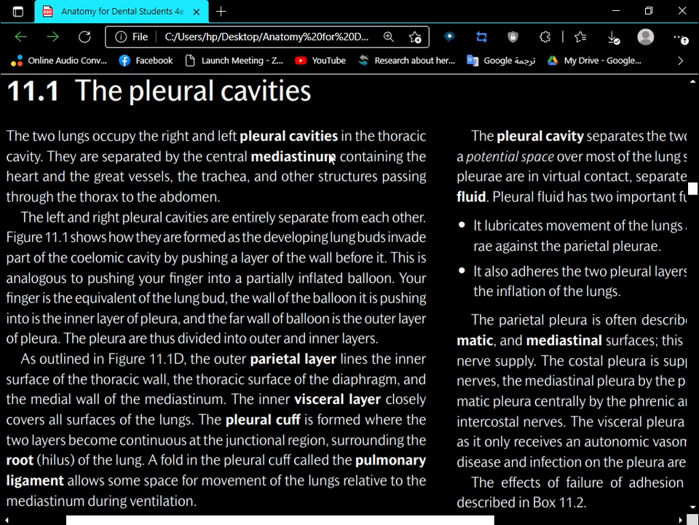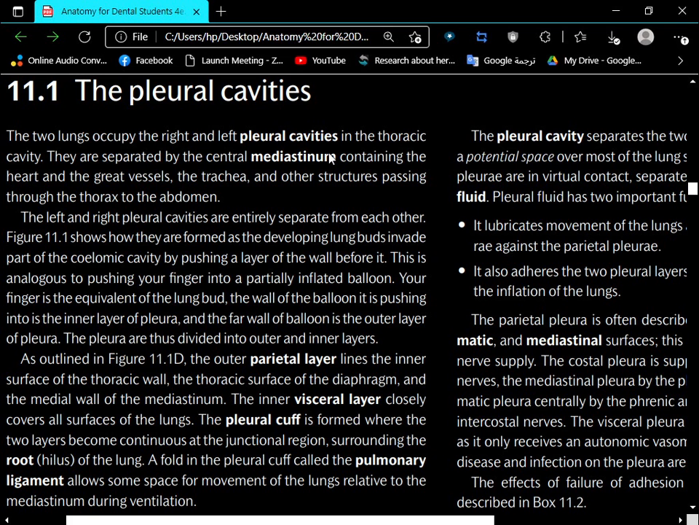The figure shows how they are formed, as the developing lung buds invade part of the coelomic cavity by pushing a layer of the wall before it. This is analogous to pushing your finger into a partially inflated balloon. Your finger is the equivalent of the lung bud.